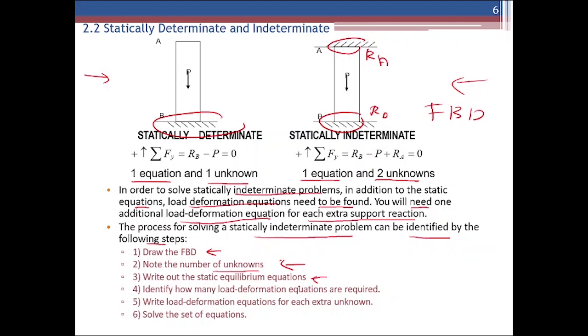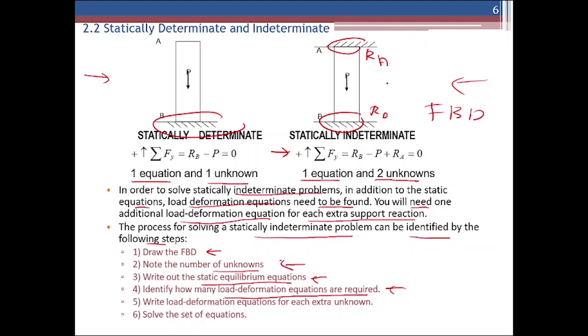So we have two unknowns. And then the third step is write out the static equilibrium equation. After we know there are two unknowns, we write down the static equilibrium equation. So in y direction, because we only have y direction, the summation of Fy equal to Rb minus P plus Ra equal to zero.